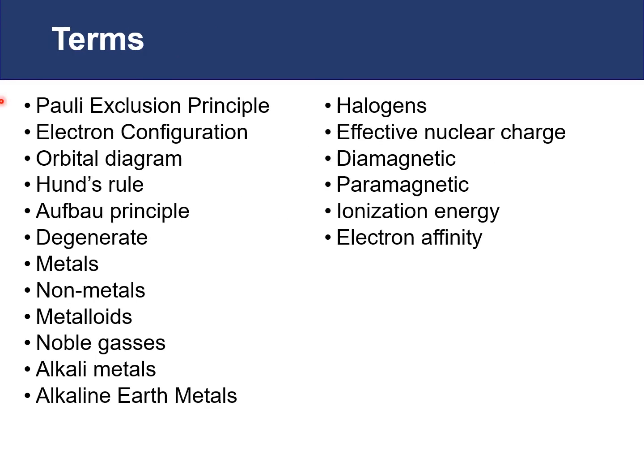Some of the terms that are related to this chapter are the Pauli exclusion principle, electron configuration, orbital diagram, Hund's rule, the Aufbau principle, degenerate, metals, nonmetals, metalloids, noble gases, alkali metals, alkaline earth metals, halogens, the effect of nuclear charge, diamagnetic and paramagnetic, and ionization energies and electron affinities.